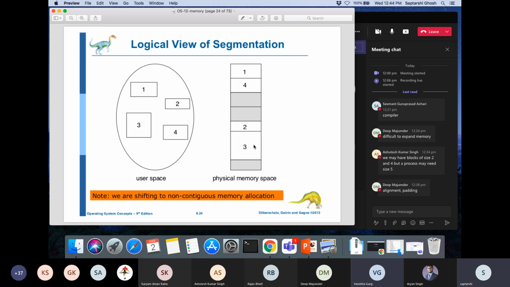This scheme has an advantage, if we can implement it: the user space will still look contiguous. But physically it won't be contiguous anymore.